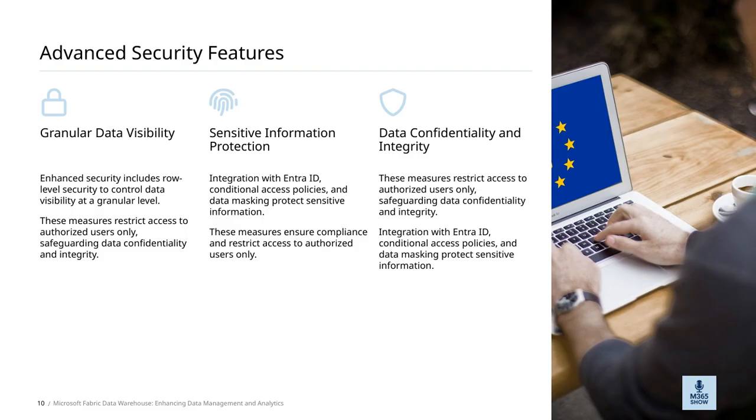Moving on, protecting sensitive data isn't just about access. It's also about controlling what users can see. That's where row-level security comes in. It allows us to specify exactly which data each user can view, down to a granular level, ensuring that everyone only sees what they're supposed to. All these security measures work together to help us stay compliant and safeguard our data at every step. They're essential for building trust and ensuring the integrity of our data management and analytics processes.